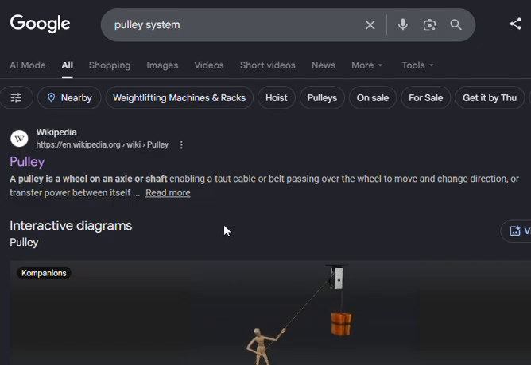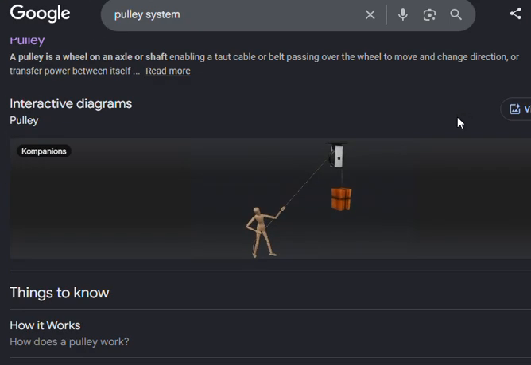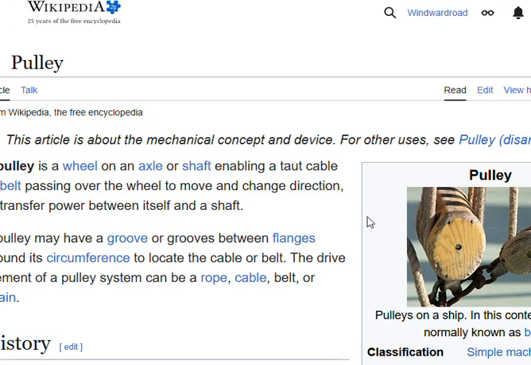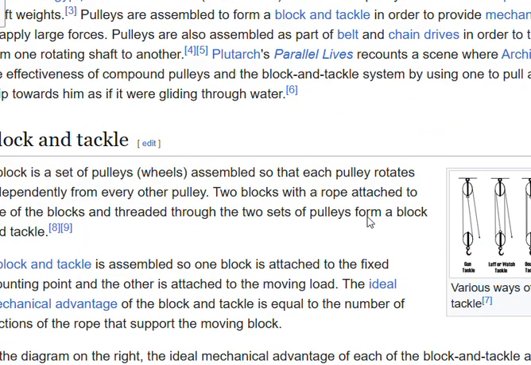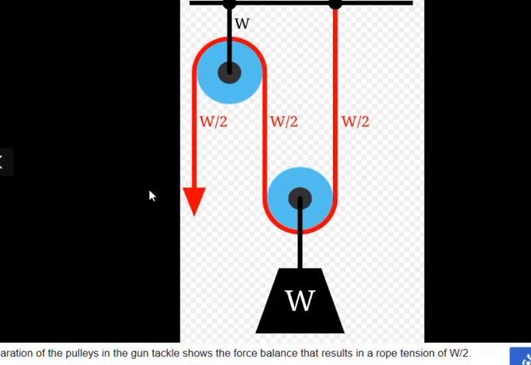What was that? So this is kind of a system for moving weights. Right? Typically, weights are a decent model. Separation of the pulleys in the gun tackle shows a force balance that results in the tension, right? So, like our body has tension in it.